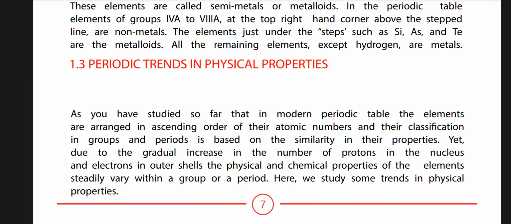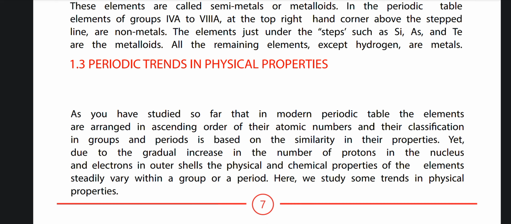Today we will start 1.3 Periodic Trends in Physical Properties. As you have studied so far, in the modern periodic table the elements are arranged in ascending order of their atomic numbers, and their classification in groups and periods is based on the similarity in their properties.